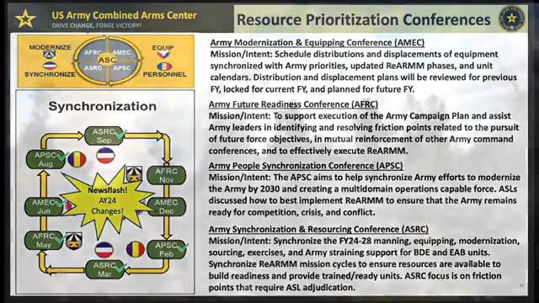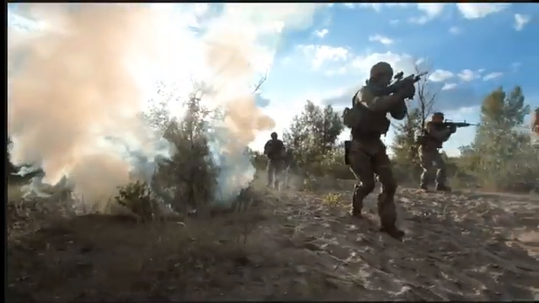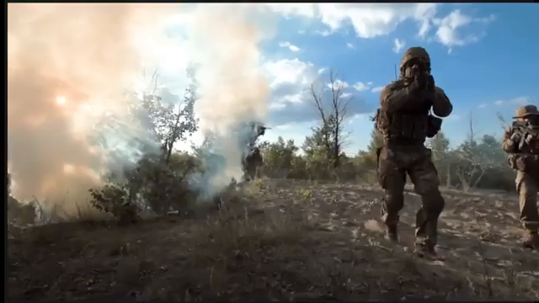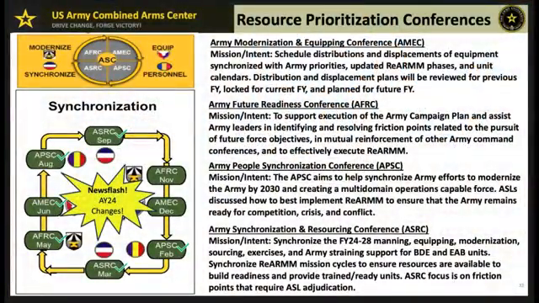These conferences ensure that equipment, modernization, and personnel are synchronized with Army objectives, addressing any resource challenges or friction points requiring Army senior leader adjudication.